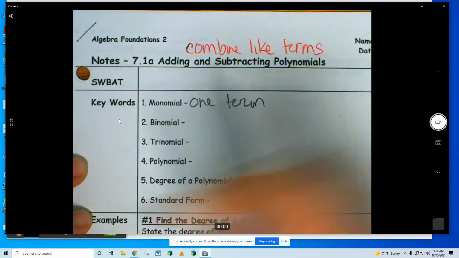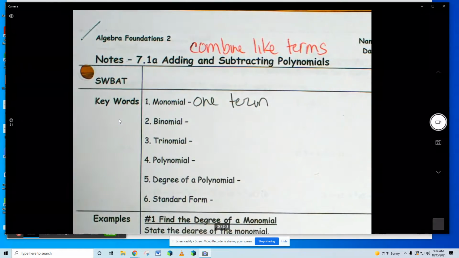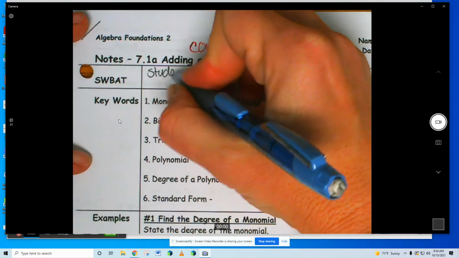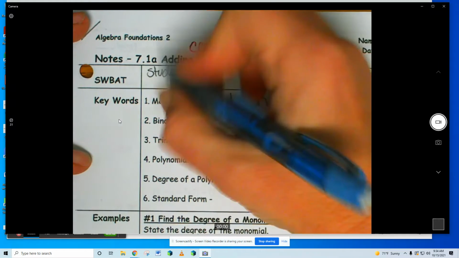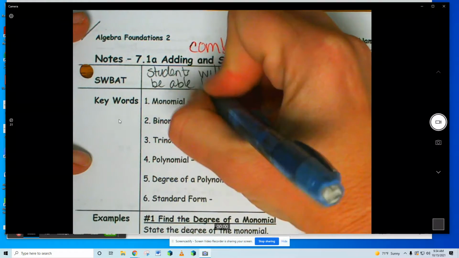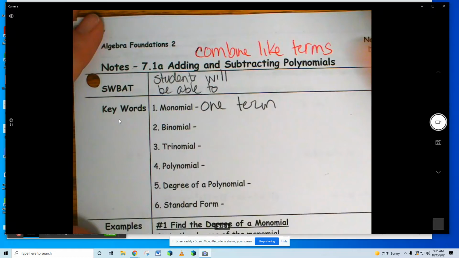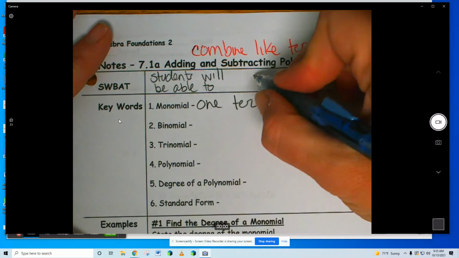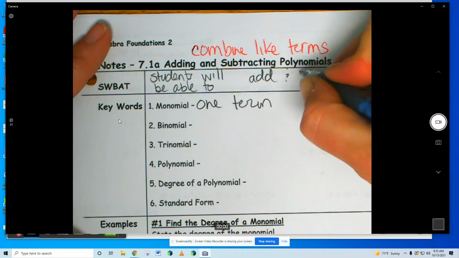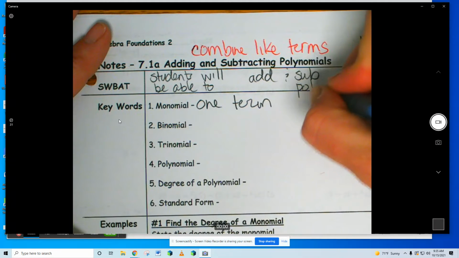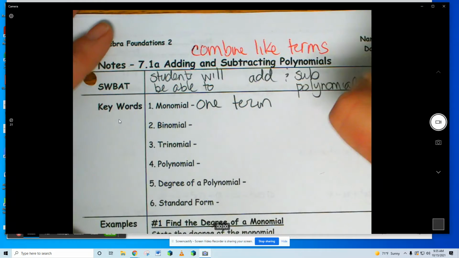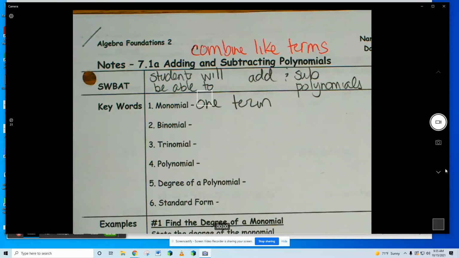Oh, SWBAT. Do you guys know what that means? Students will be able to. It's my goal. It's what is it that I want to occur during this lesson? As a teacher, what's my end game here? All right, so obviously I bet you can guess that I want my goal to be adding and subtracting polynomials. Add and sub polynomials. Okay.